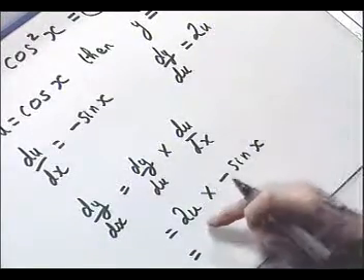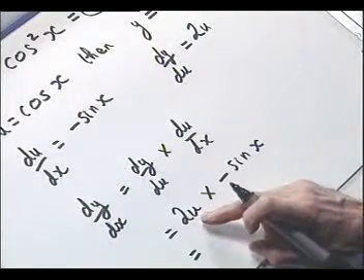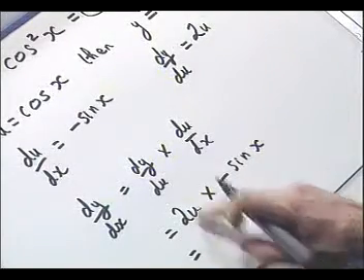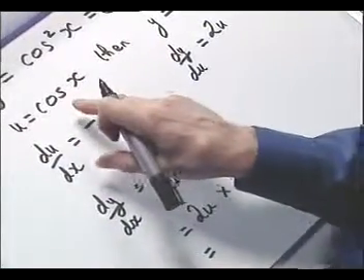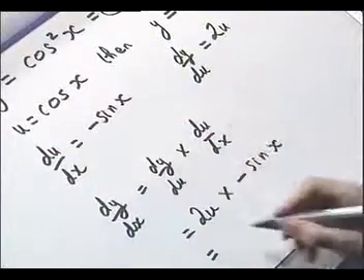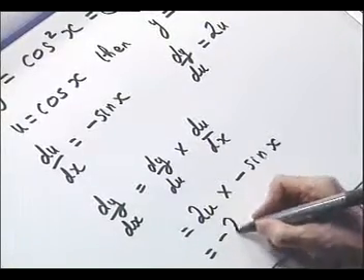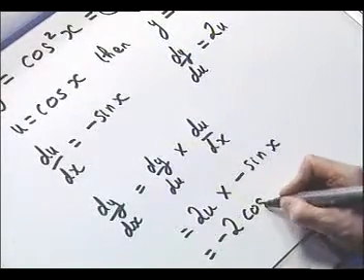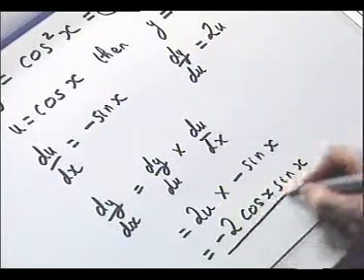Now, again, we want this all in terms of x, so what we have to do is reverse the substitution. We put u equals cos x, and now we need to undo that by replacing the u with cos x. So bringing the minus sign to the front, minus 2 cos x sine x.